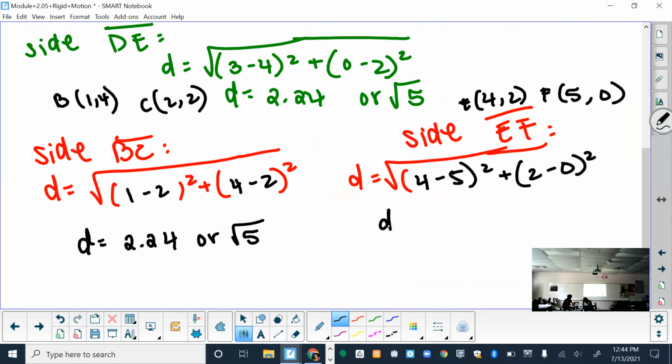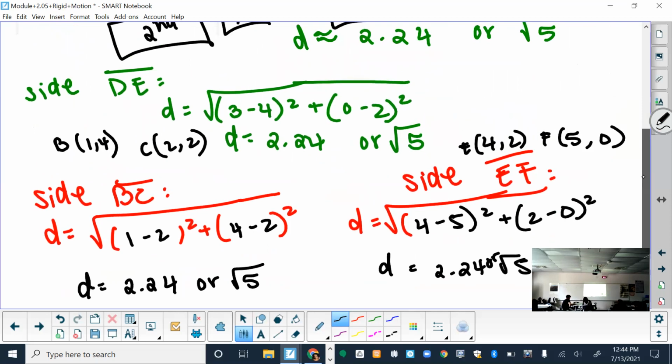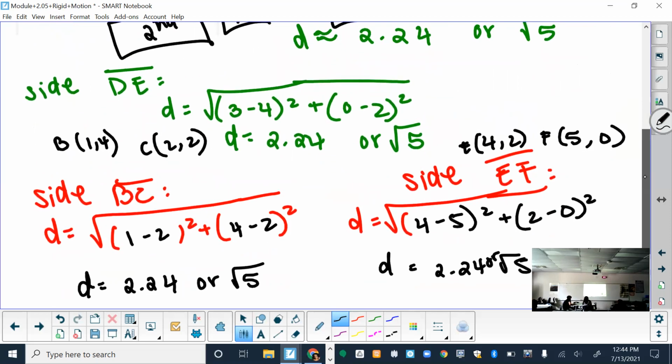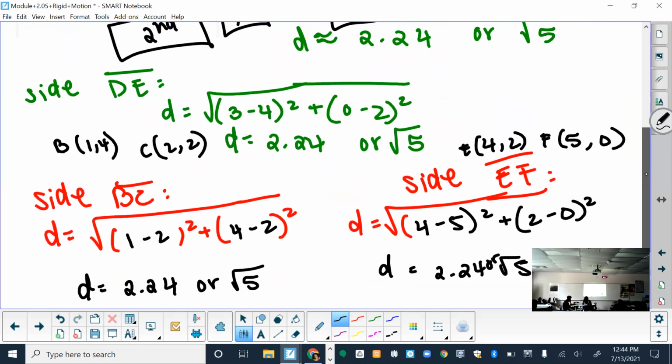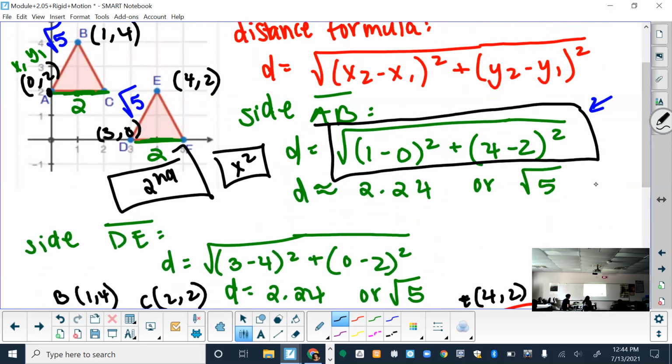What about for side EF? All right, same thing, right? So since we proved that these three corresponding sides all equal each other, then we can say that these are congruent. So this is what our triangles look like right now. I know there's a lot of work there right now.